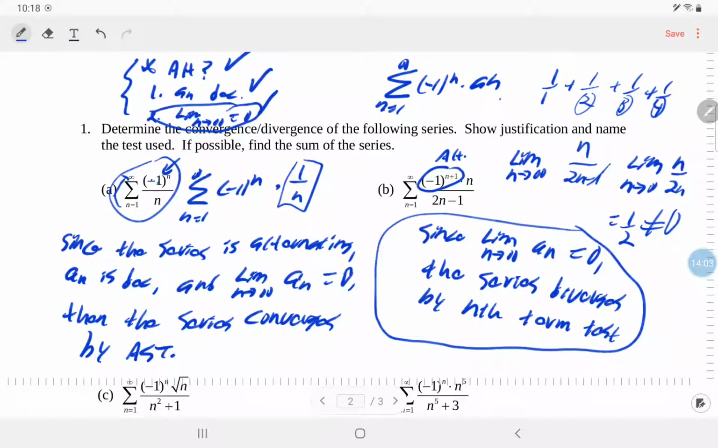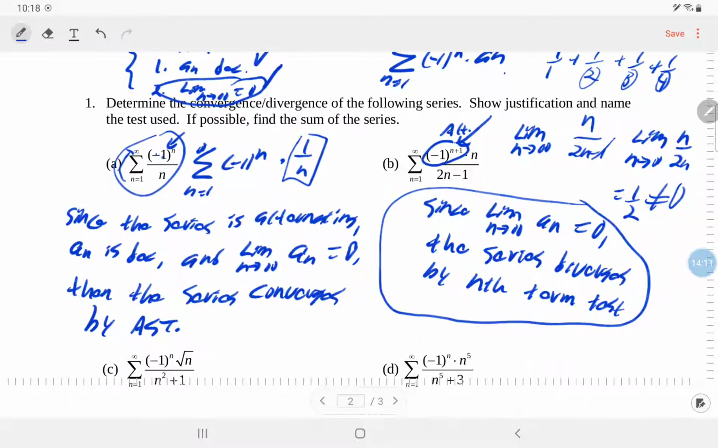So just because it alternates doesn't mean I have to use the alternating series test. If it's going to be inconclusive because that limit does not equal 0, that's where the nth term test picks up. If this fails, here's your other option.